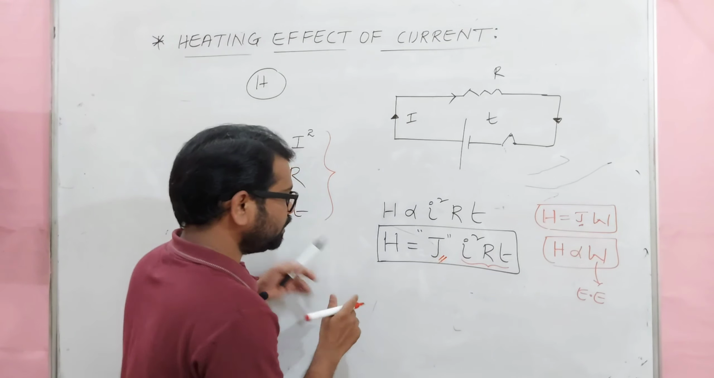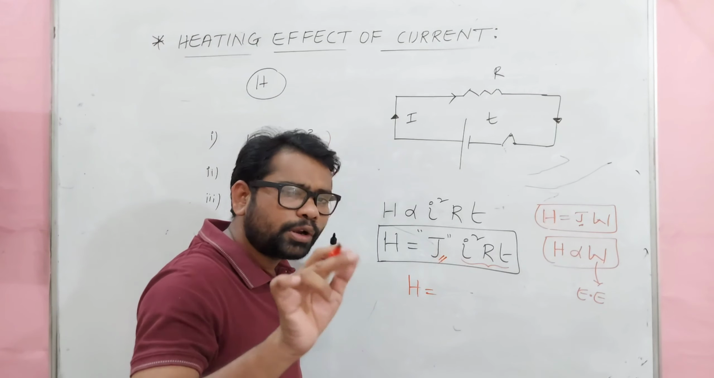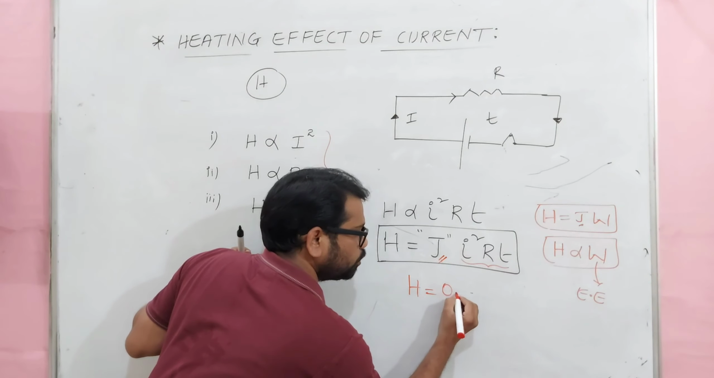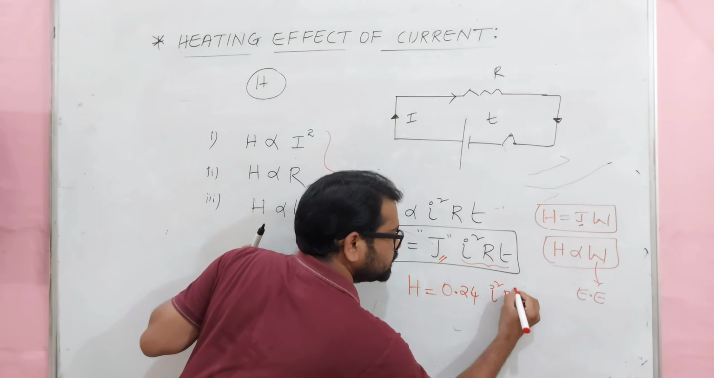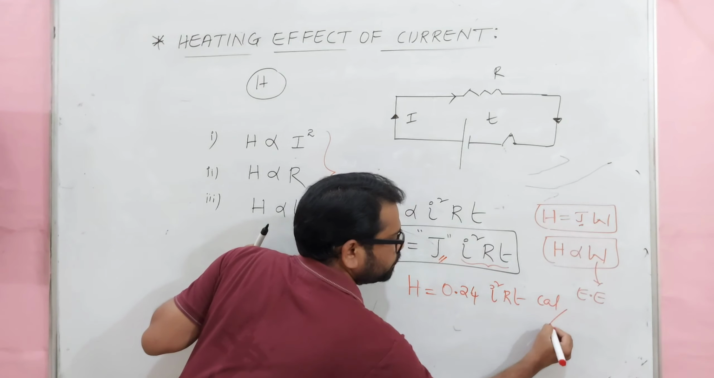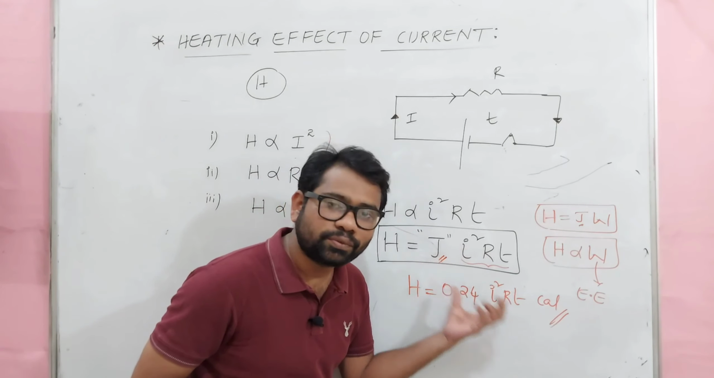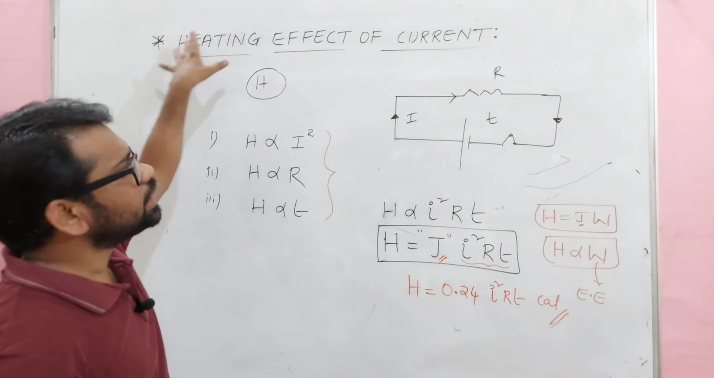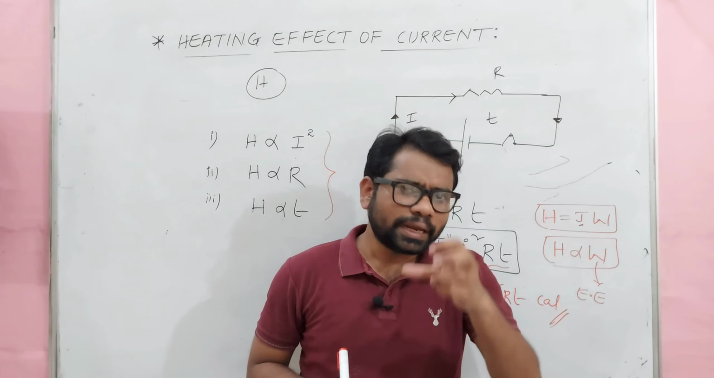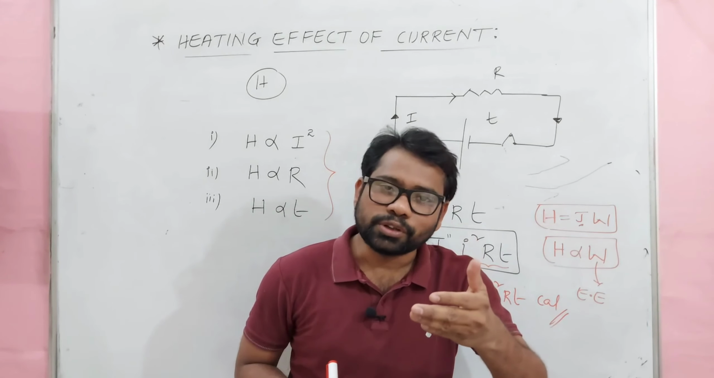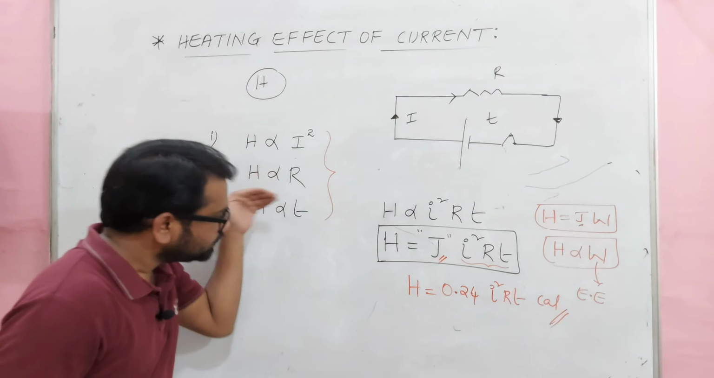It can be replaced, since 1 joule is equal to 0.24 calories, so you can write H is equal to 0.24 I square R t calories. But usually, dear children, we calculate in joules only. So this is what the heating effect of current is. When current flows through any electric appliance or resistor, some amount of heat is produced. On which factors does the heat produced depend? It depends on these three factors.